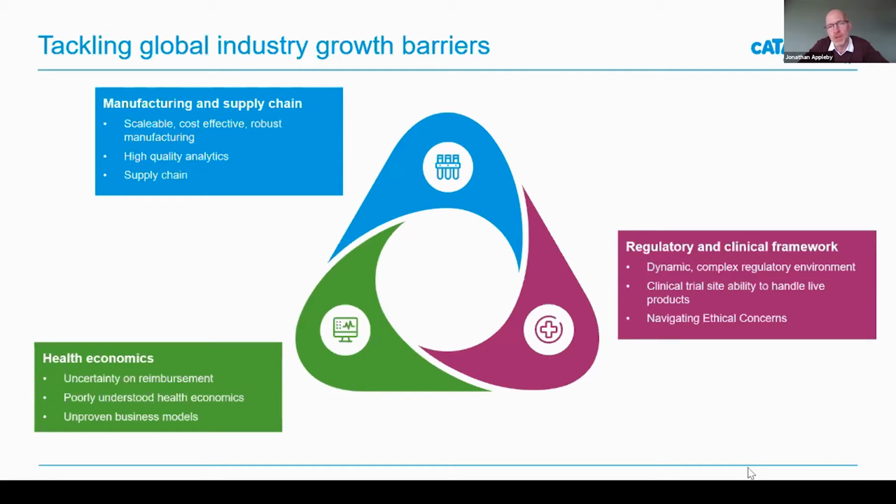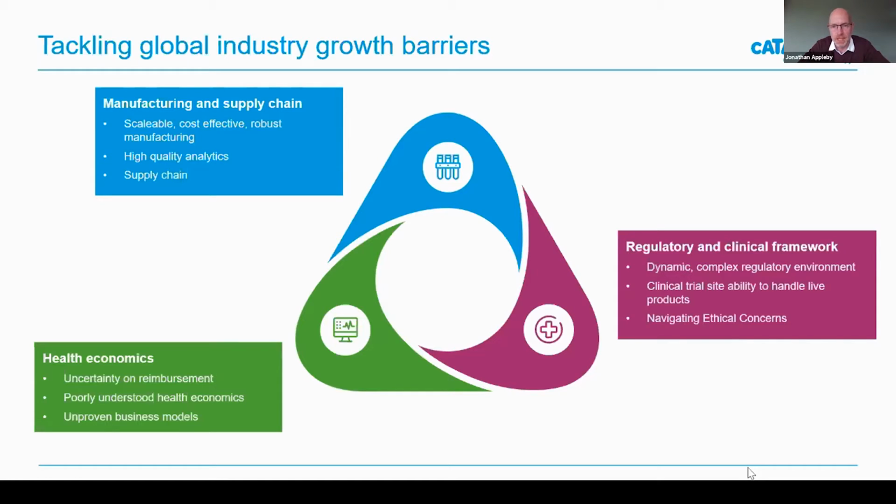ATMPs have their own bespoke regulatory and clinical framework. ATMP legislation, as it's called in Europe, or CGT legislation in the US. That's largely a recognition of the fact that the manufacturing challenges are quite bespoke, and the risks are somewhat different from antibodies or more traditional platforms.